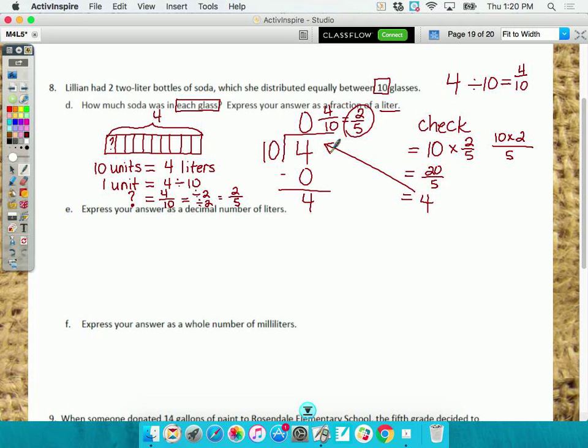Now there's one more thing you need. A sentence. We can do this. Sebastian, give me a sentence that doesn't start with a number. You can start with each. Each glass fits 4/10. Each glass will have... Each glass had 2/5 of a liter of soda. And if you write a capital L, we're going to know that stands for liter.